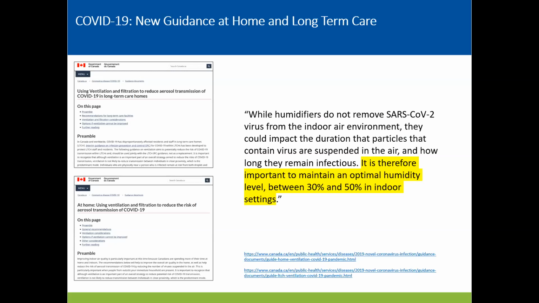But there's two new Government of Canada papers that came out focusing on reducing transmission of COVID-19 in long-term care homes, and even in the personal homes as well. And both of them said the same thing, recommending a mid-range between 30 and 50% indoor relative humidity in indoor settings.